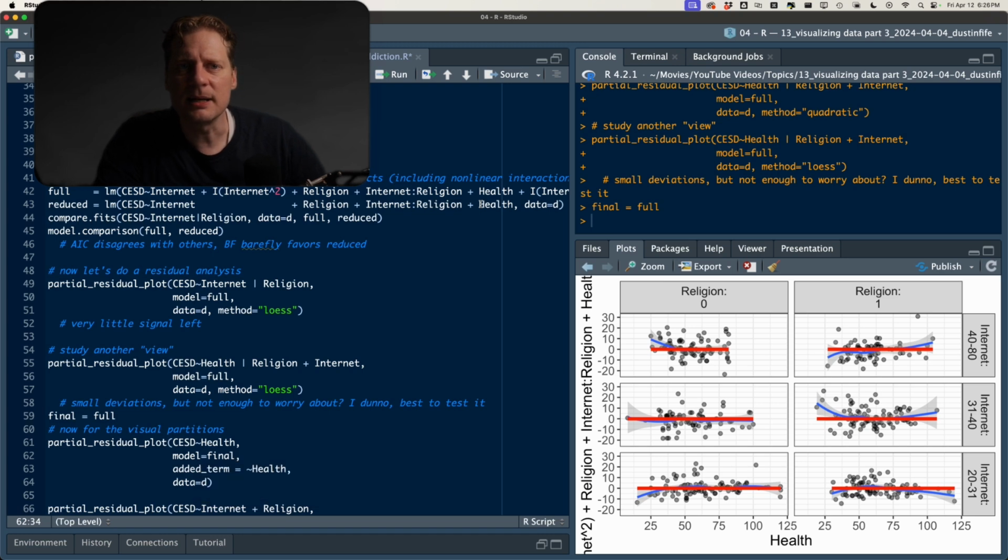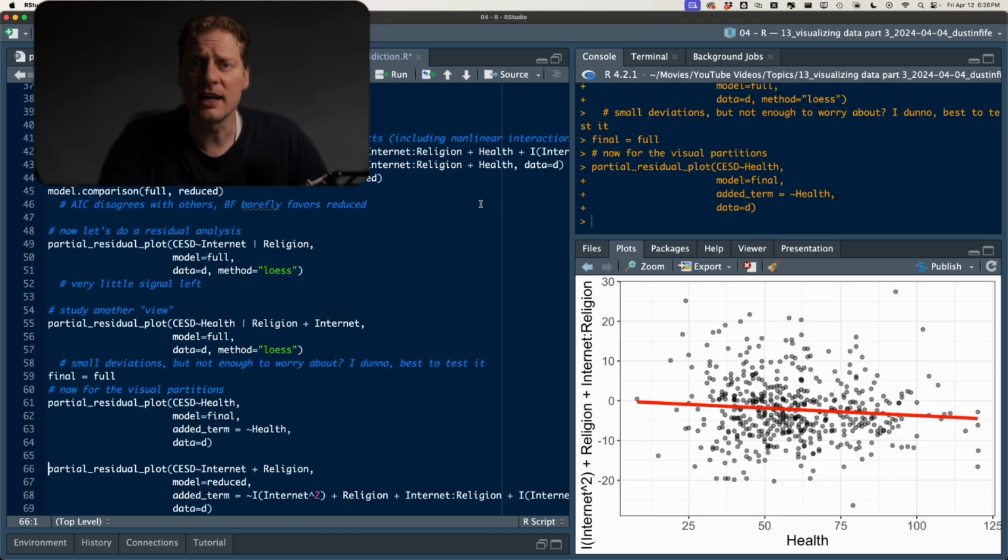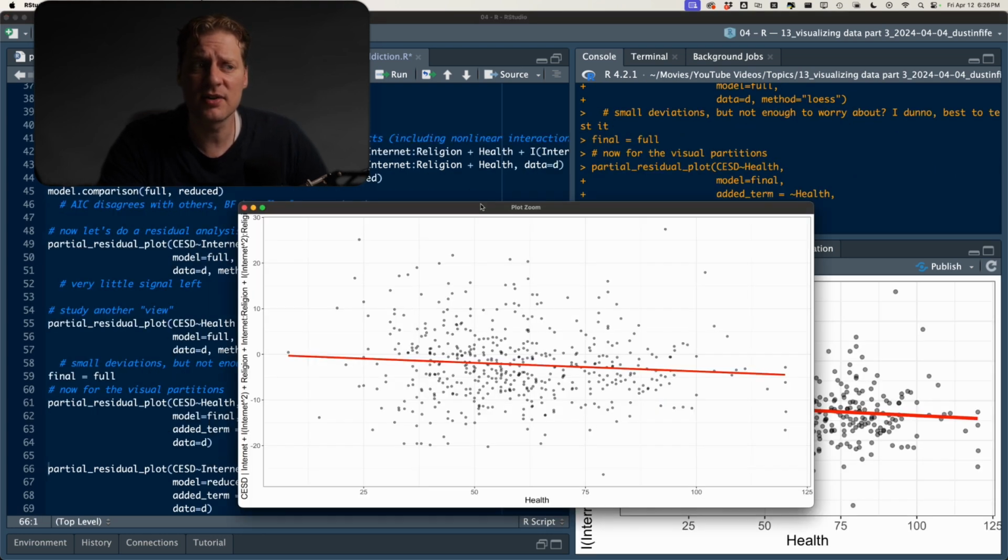So I'm saying, use the full model to compute the residuals. And what I'm going to do is subtract out from the residuals the health effect so that I can see its linear effect. And our visual partition looks like this. Very lovely, except the y-axis has a lot of terms in there. If I had time, I would show you how to fix that, but I don't have time.